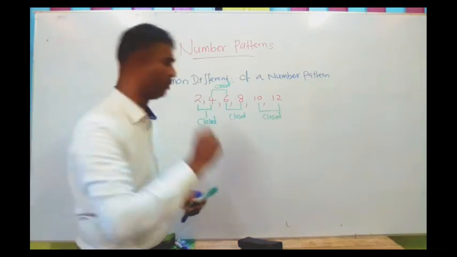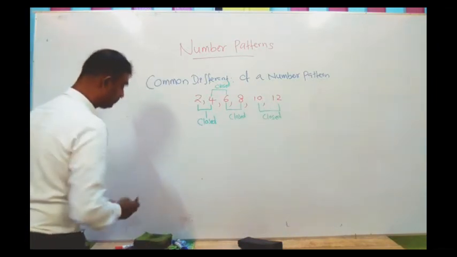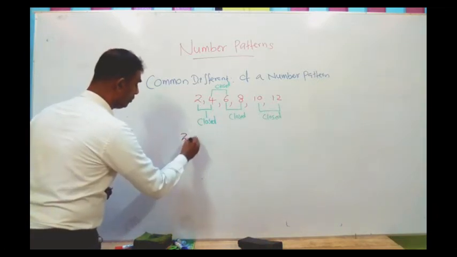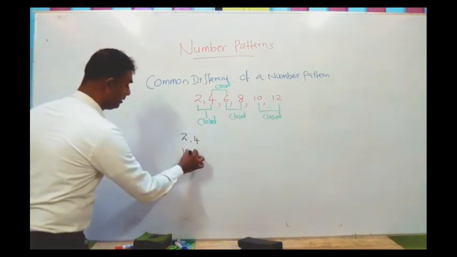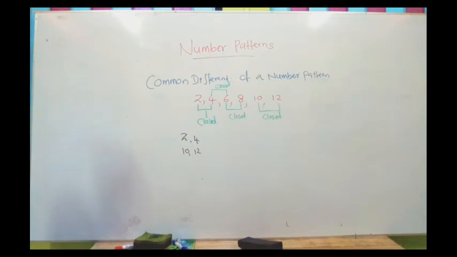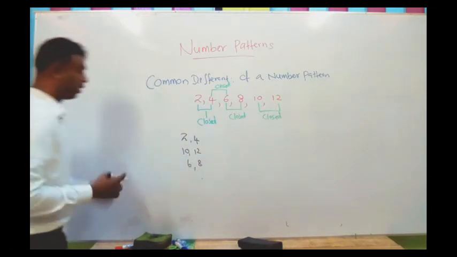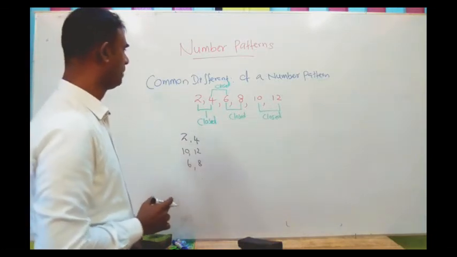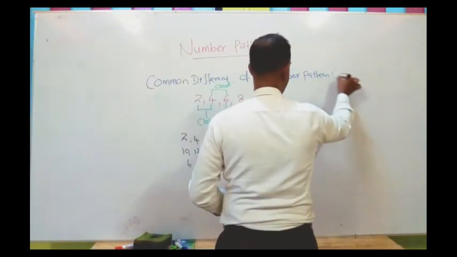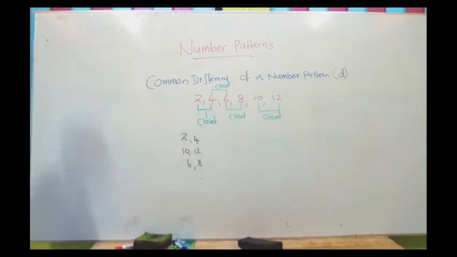How do we find the common difference? You know that, right? Shall I take 2 and 4, which are close? Next I will take 10 and 12. Shall I take another one? 6 and 8. Those are close terms of this number pattern. Normally the common difference is denoted by the simple letter D.